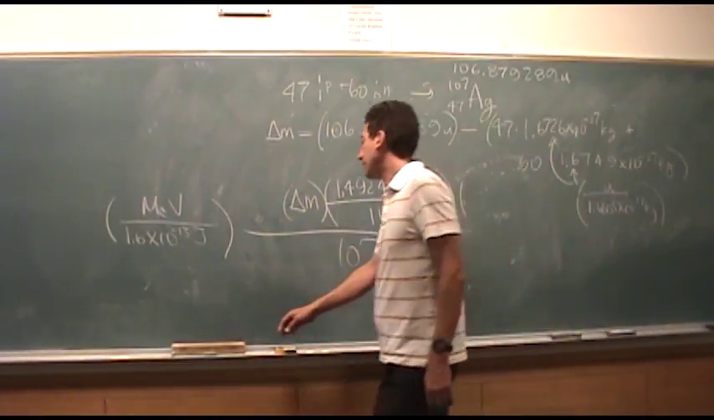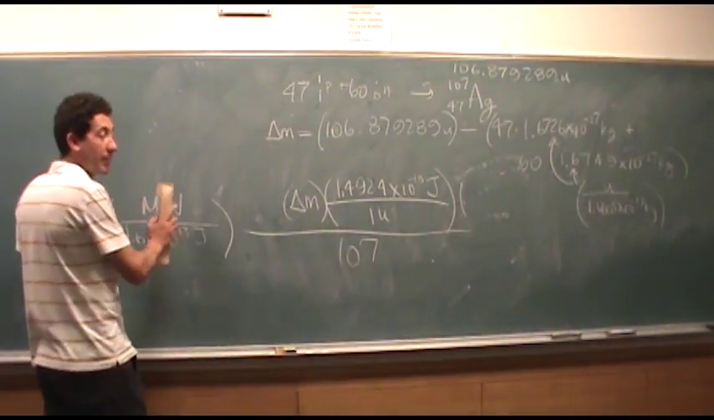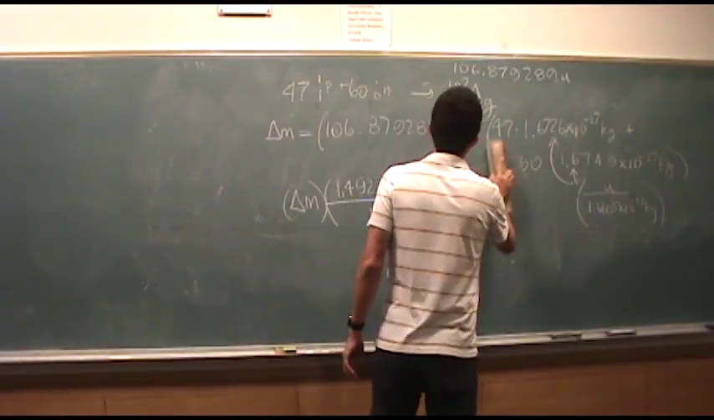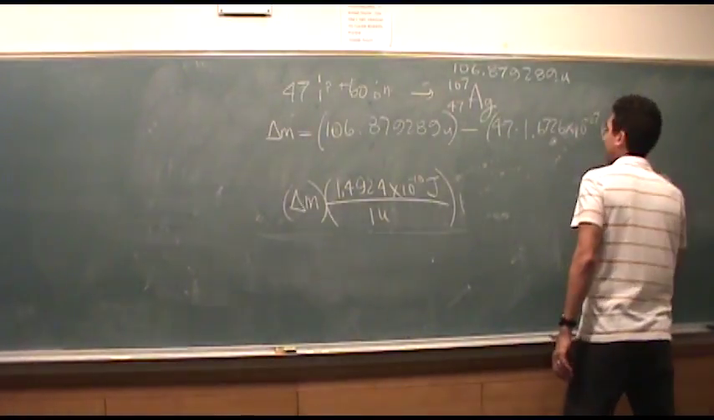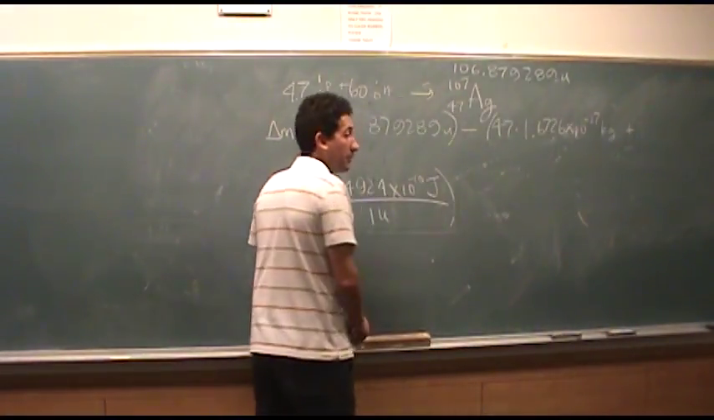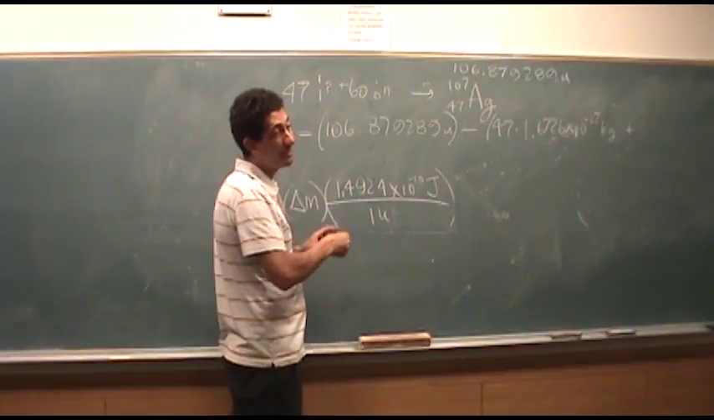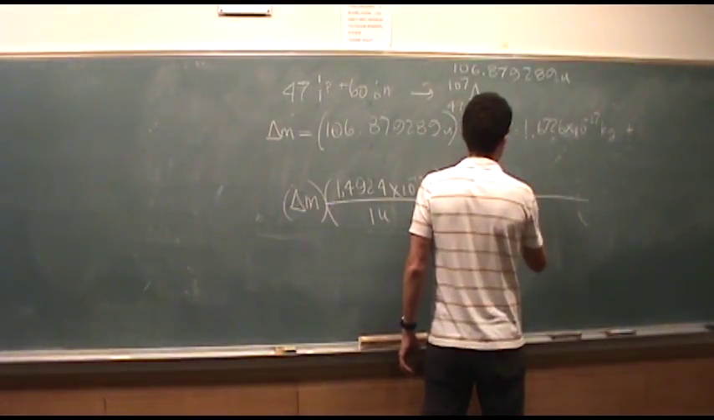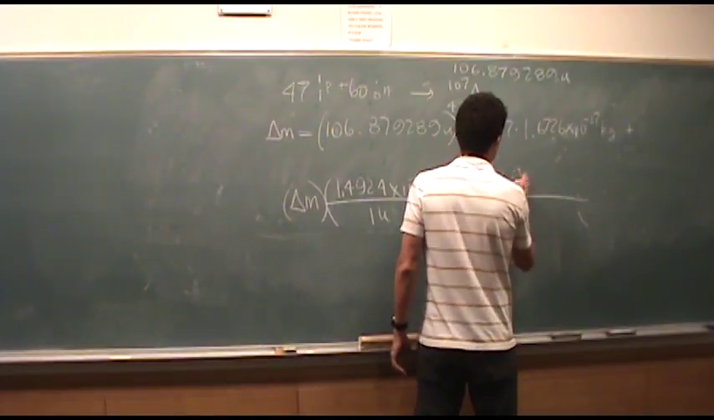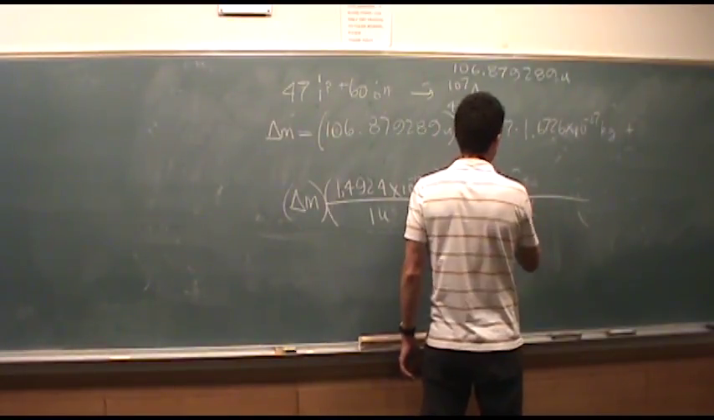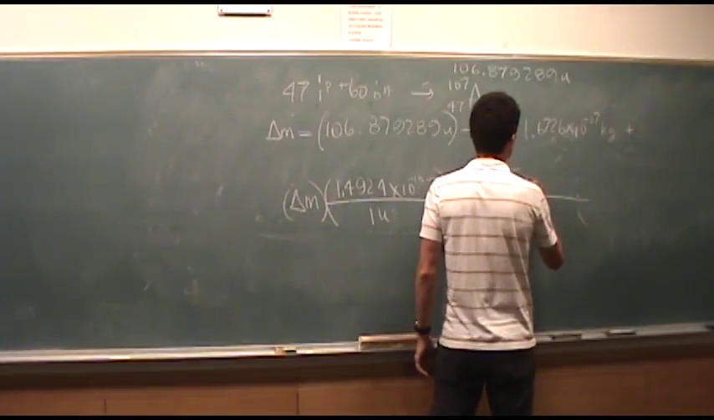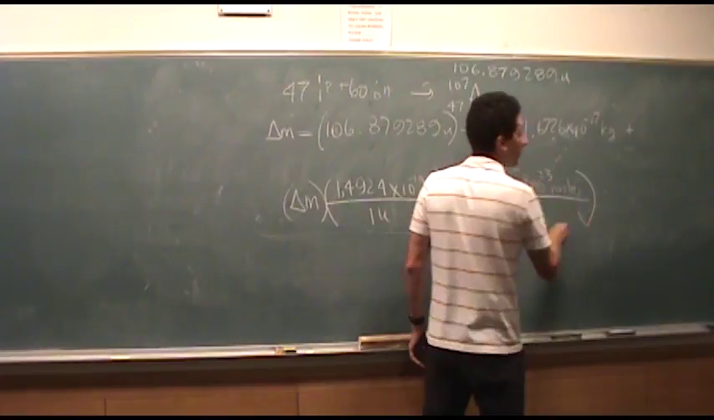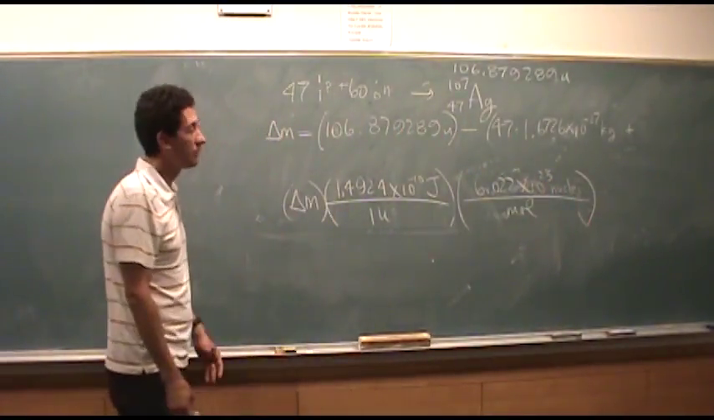You would use Avogadro's number if you're going to moles, just like in Chem 2A when you're going to moles for something. This, one more time, is joules per nuclei here. You could be asked for joules per mole. In that case, you write Avogadro's number, 6.022 times 10 to the 23 nuclei per mole. So now this changes it to mole.